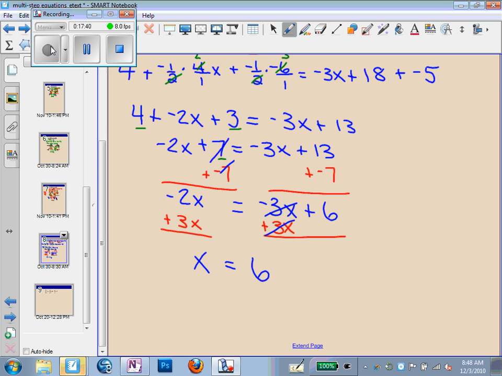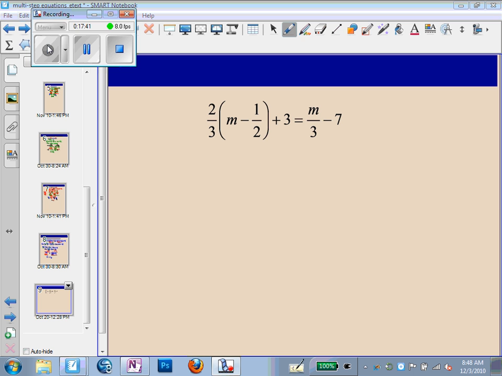So in this problem, as usual, I'm going to change subtraction to addition as my first step. Now on the left-hand side, I'm going to have to do the distributive property, distributing 2/3 times m and 2/3 times negative 1/2. On the right-hand side, I can't do anything except change the division to multiplication, and I'll do that on my next step.